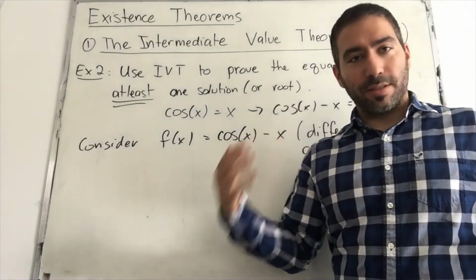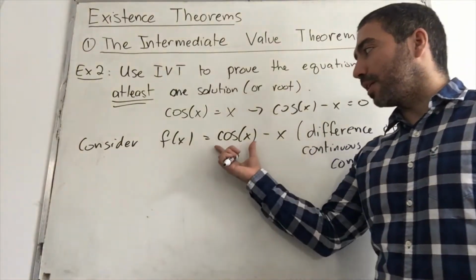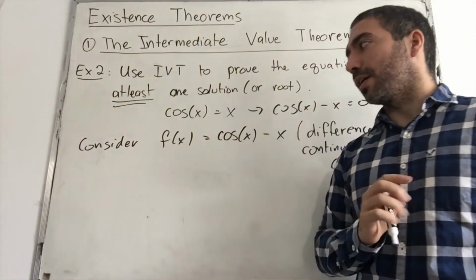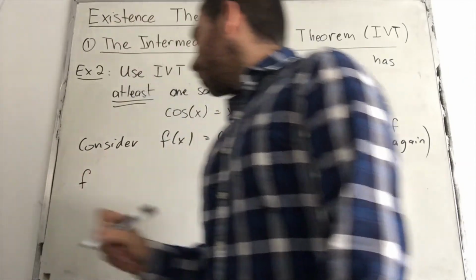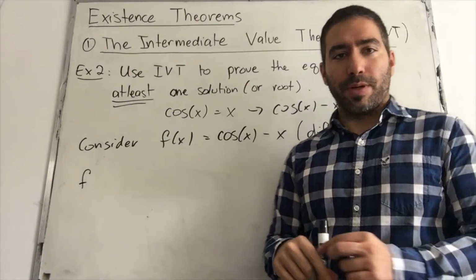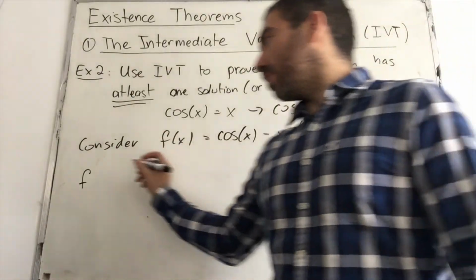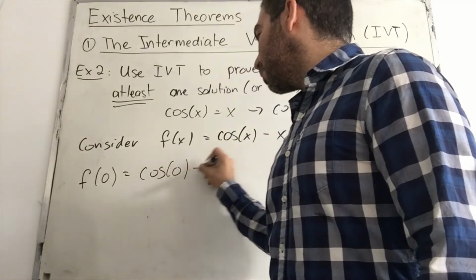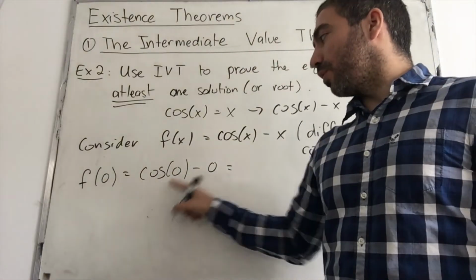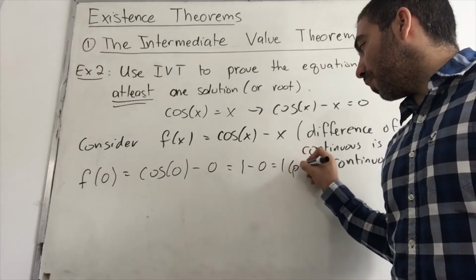So we have to just attempt to guess values. We have to try values that are going to make this positive and try values that are going to make this negative. So let's go ahead and do that. So f of, what values are we going to take? Let's take values that we know. So maybe an easy value for cos is 0. We know from our unit circle what cos of 0 is. So we have cos of 0 minus 0. Cos of 0 we know is 1, minus 0 is 1. So we got a positive answer.